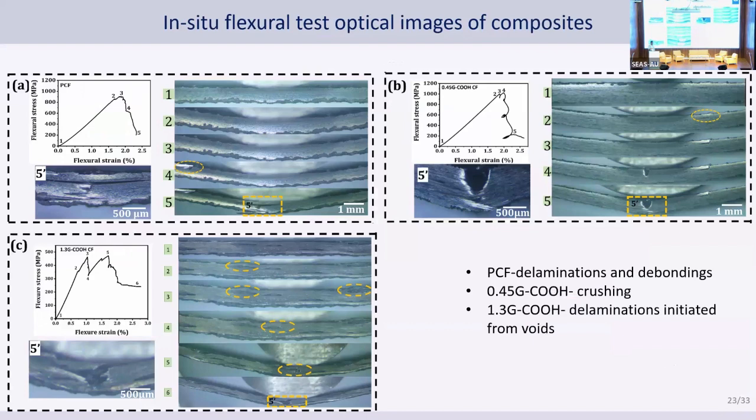If you see figure B, this is the 0.48% deposited composite, there is a formation of a fracture on the right side, but that is not propagated because of the crack obstruction by the graphene. There is a crushing failure at the center of the composite. Whereas in the 1.38% deposited composite, there are voids, and the fracture starts from the voids.